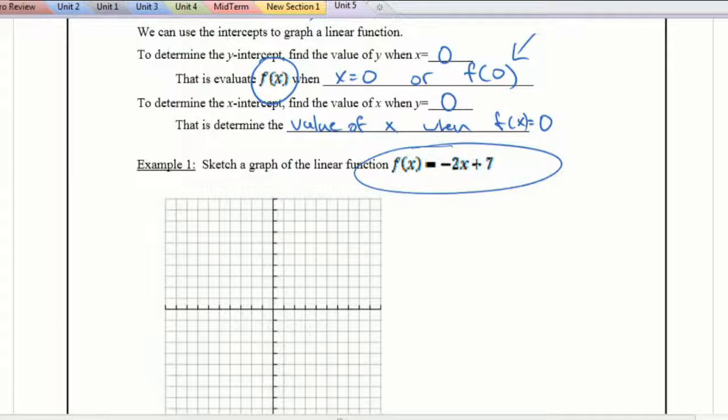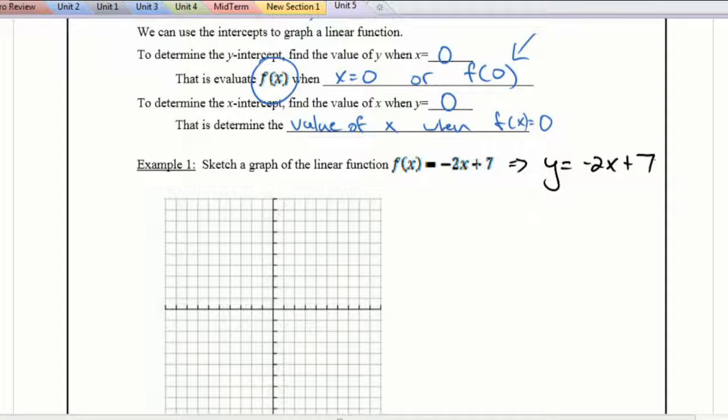So let's just look at an example. I'm sure I've confused you all with function notation. Here's a line. This is the equation of a line, negative 2x plus 7. Instead of writing it as f of x equals negative 2x plus 7, for simplicity's sake, let's just change it for now to y is equal to negative 2x plus 7. You guys have dealt with equations in x and y before. That'll just make everything a little bit easier.